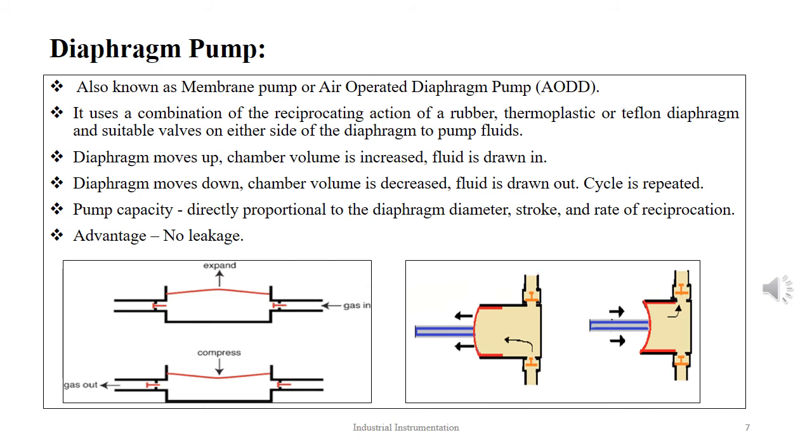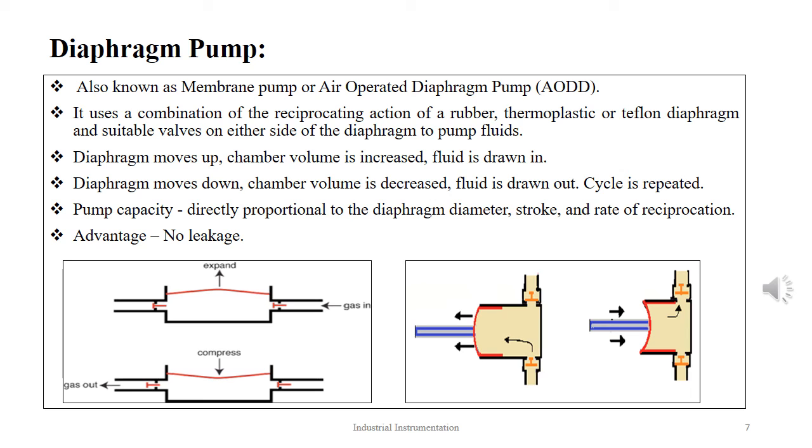The diaphragm pump, also known as the membrane pump or air-operated double diaphragm pump (AODD) or pneumatic diaphragm pump, is a positive displacement pump that uses a combination of reciprocating action of a rubber, thermoplastic or Teflon diaphragm and suitable valves on either side of the diaphragm to pump a fluid. The valve used can be a check valve, butterfly valve, flap valve, or any other form of shut-off valve.